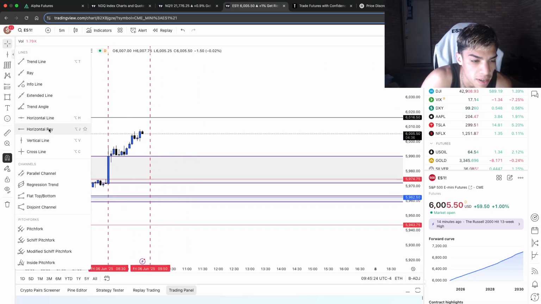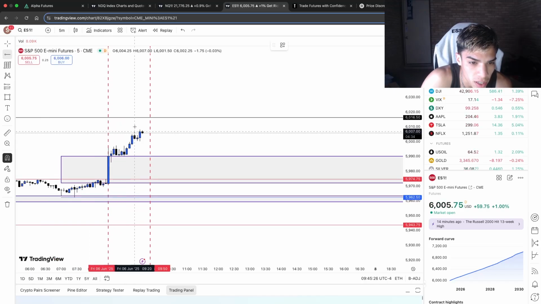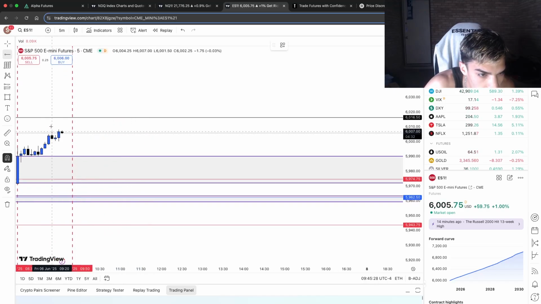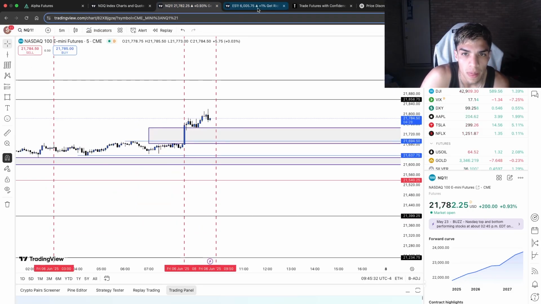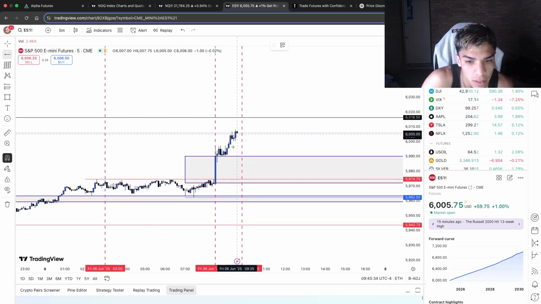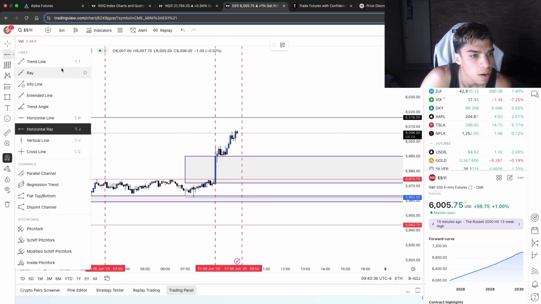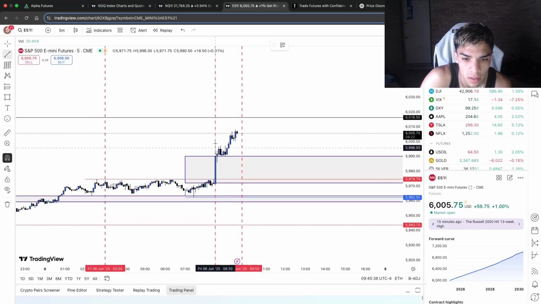And I need to make sure that these breaks of structure are clean. They have to be, like this one. No, it's not clean. You see? Look, I need to figure out this SMT divergence, bro. I don't really understand that.